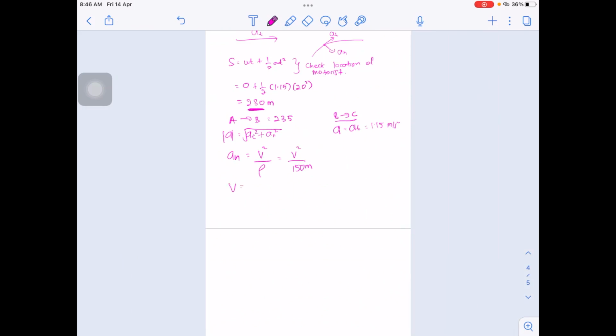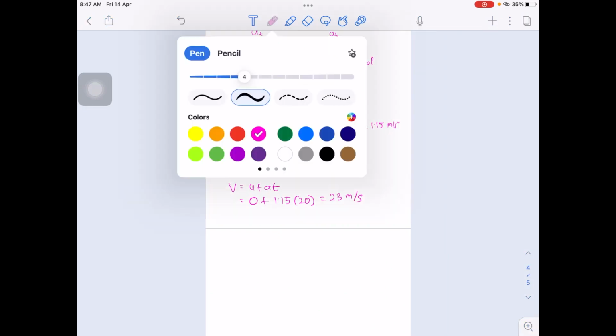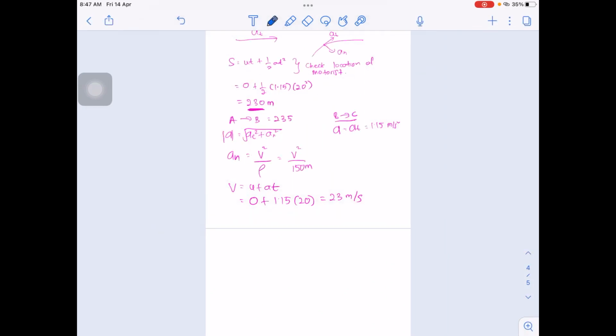So V is equals to U plus AT. U is 0 plus 1.15, T is 20. So your velocity is 1.15 times 20, which is 23 meter per second. Now put this V in here. So your AN is equals to 23 squared over 150.